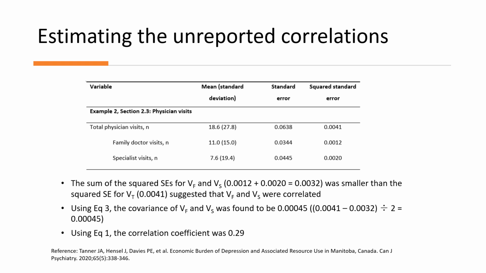In the current example, the sum of the squared standard errors for family doctor visits and specialist visits was smaller than the squared standard error for total physician visits, suggesting that family doctor visits and specialist visits were correlated. Using the formula above, we calculated that the covariance of family doctor visits and specialist visits was 0.00045. We further calculated that the correlation coefficient was 0.29.